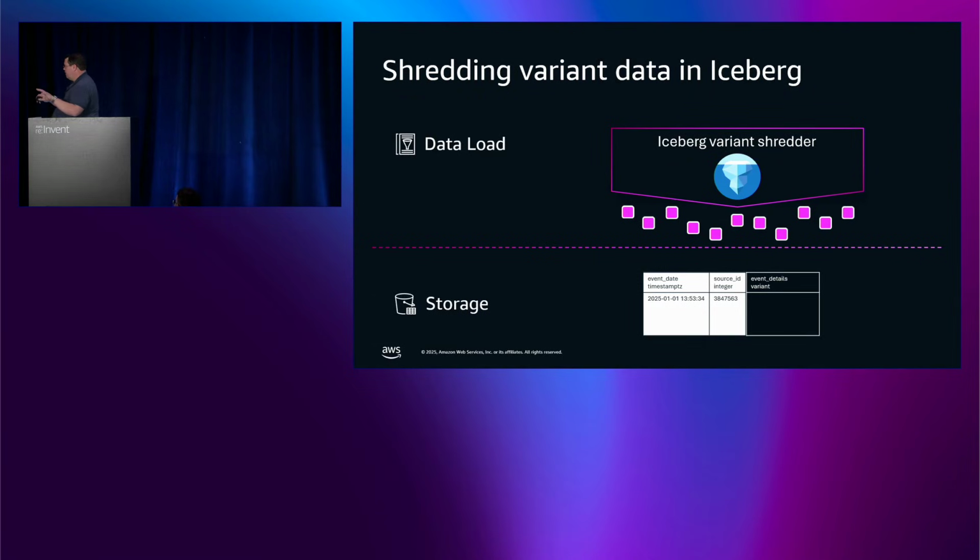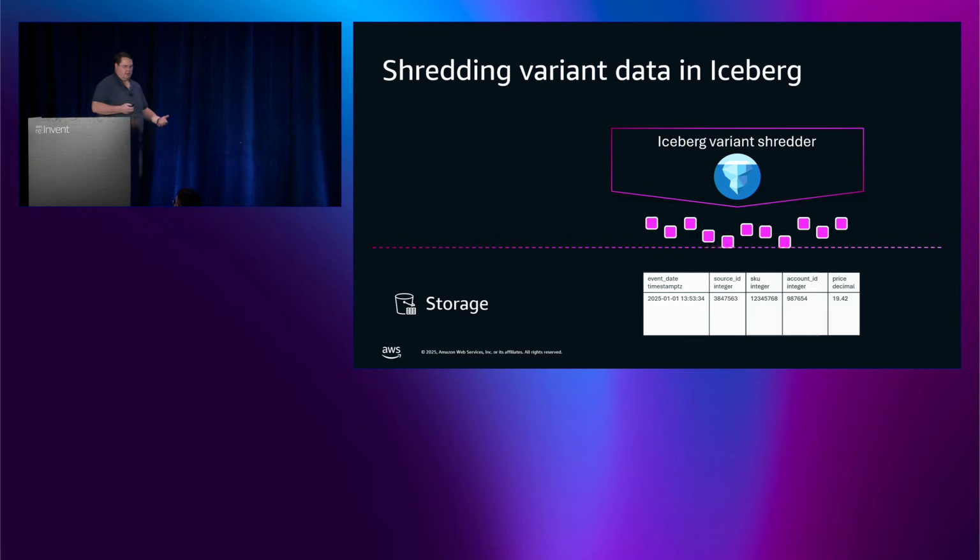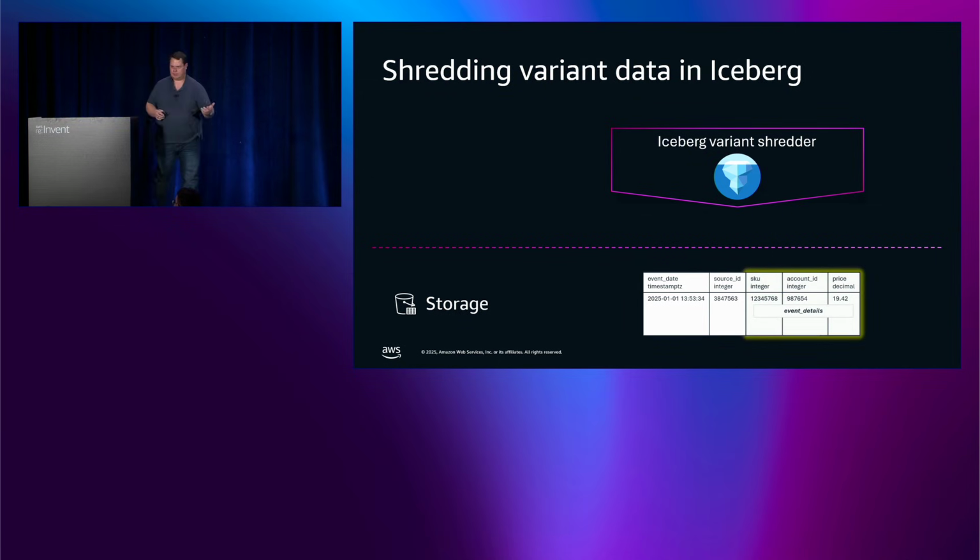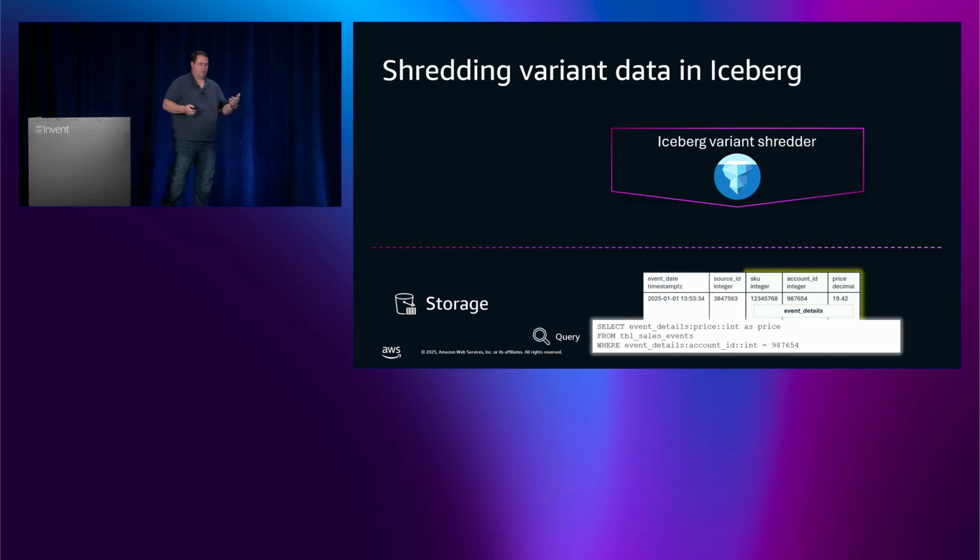So that's the engine implementation of a variant shredding process. Those elements are then put into hidden virtual subcolumns in the table. You see SKU as integer, account ID as integer, and price as decimal. So I've got data types, I've got these hidden columns, and I still reference that column as event details. But underneath the covers, in the implementation of variant, I have those hidden subcolumns that I can then query into. And that query would look something like this.